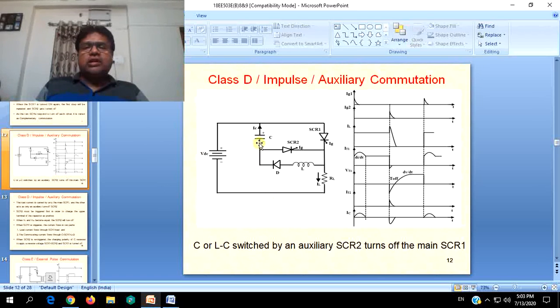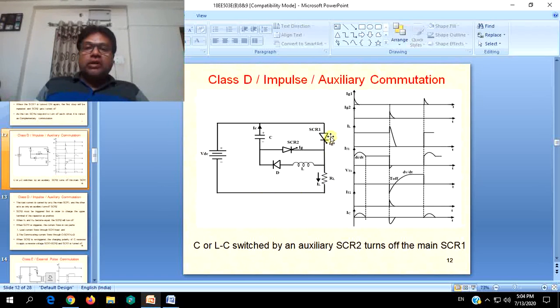And the current flow in this particular path will stop, but the main current, load current, will continue to flow from the source via the main SCR to the load. So this is where the current through the main SCR is more in this case, and after that, when the capacitor current becomes 0, the current flowing through the SCR will be only this much, and the SCR current is still flowing.